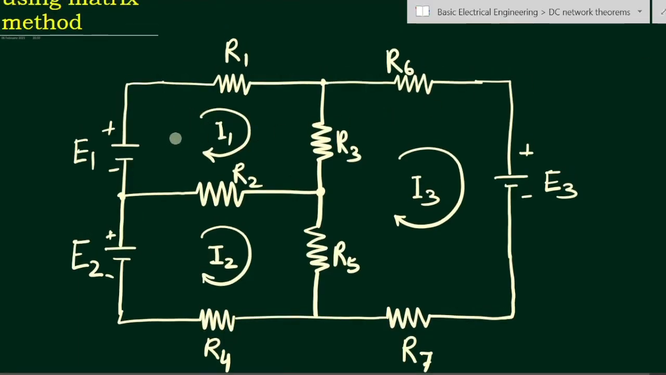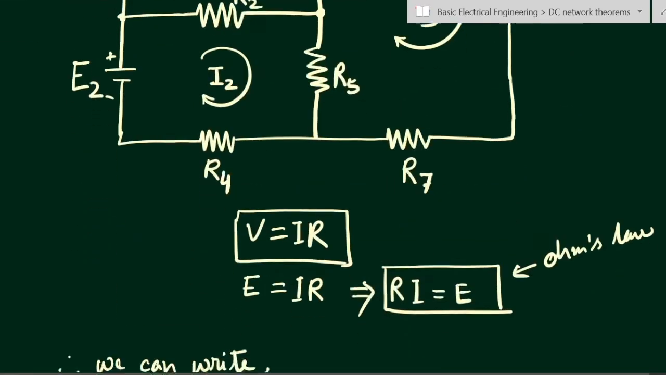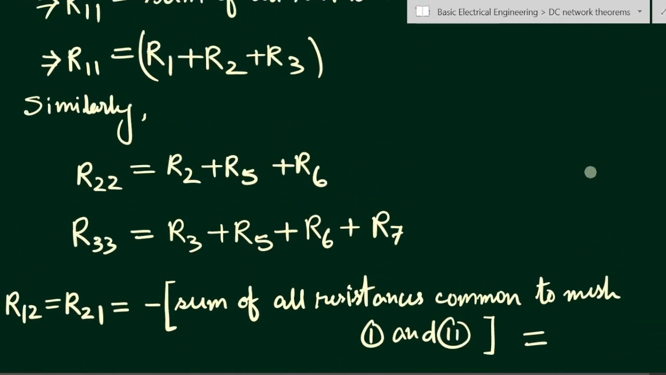That means this loop 1 and this loop 2. What is the common resistance? This resistance is the common resistance, and we have no other common resistances between these two loops. Therefore we will have a value of minus R2, because we have to put a negative sign. So R12 equal to R21 is equal to minus R2.